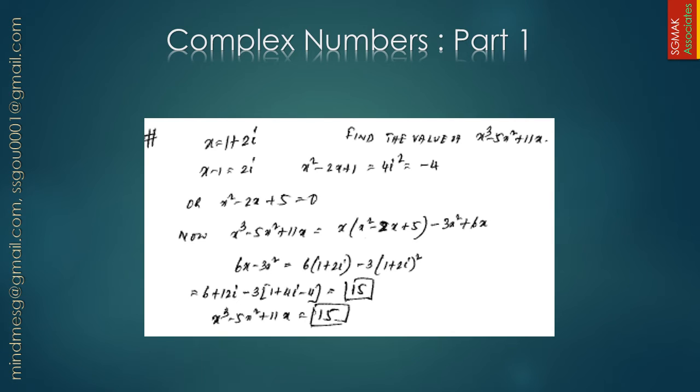Now if you look at 6x minus 3x squared and substitute x equals 1 plus 2i, we get the numerical value 15. So the expression x cubed minus 5x squared plus 11x is 15.